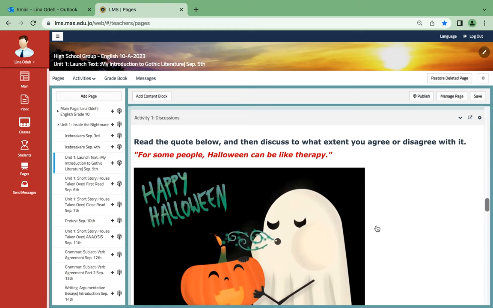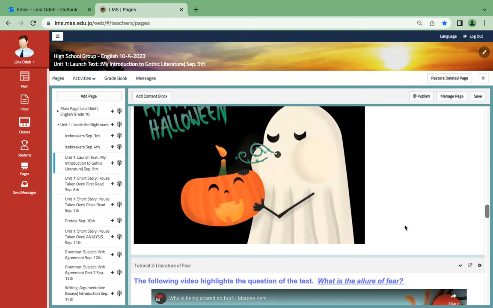So we're going to start with this discussion and this question. Read the quote below and then discuss to what extent you agree or disagree with it. For some people, Halloween can be like therapy. And why? What is the allure of fear?